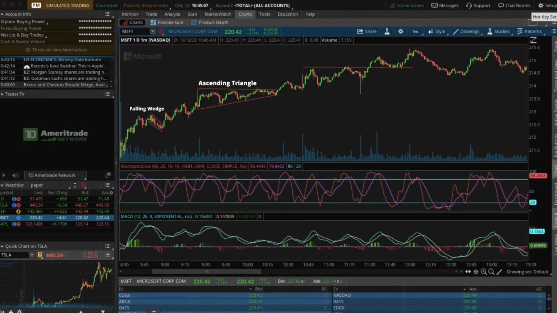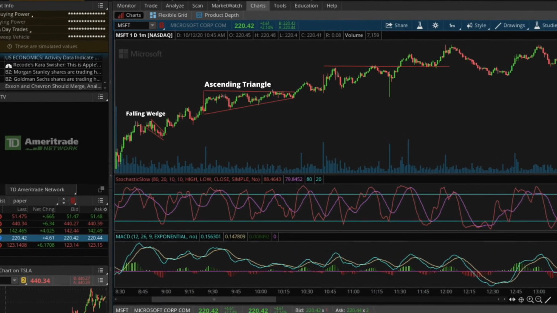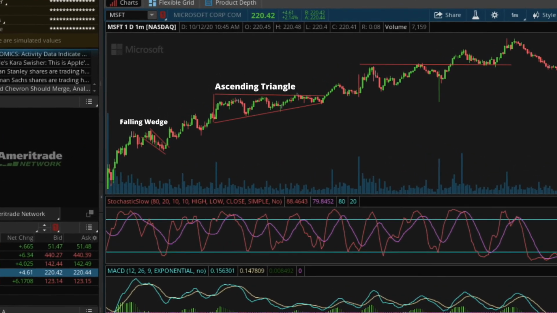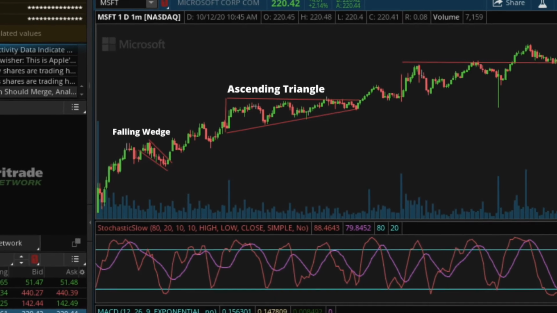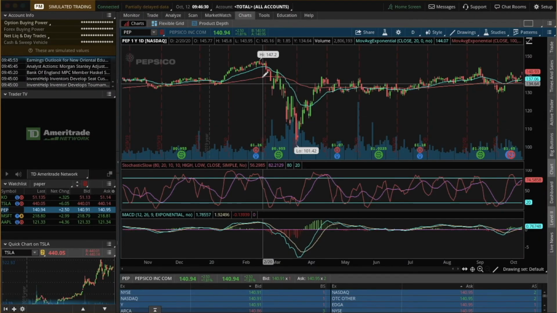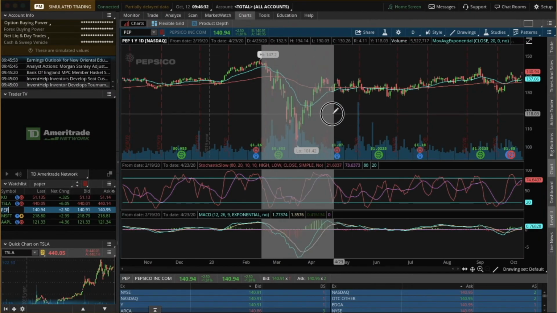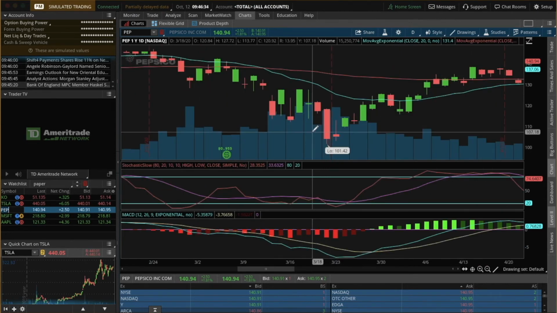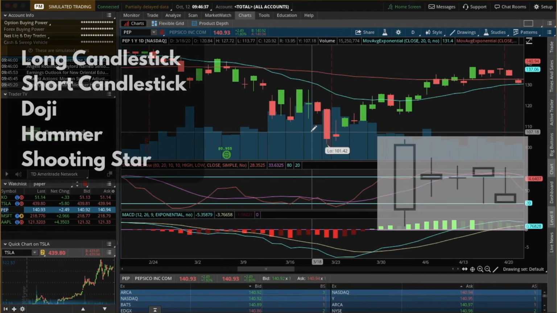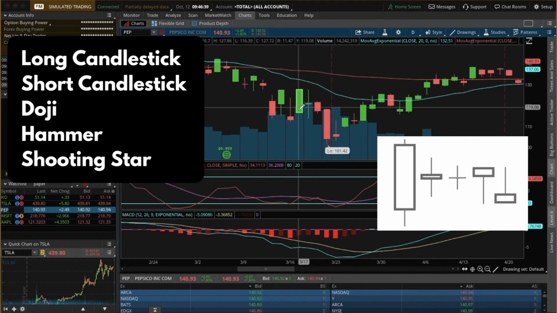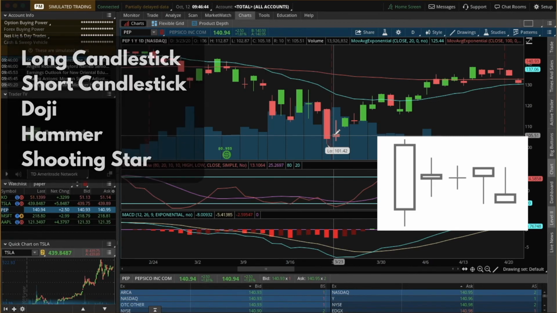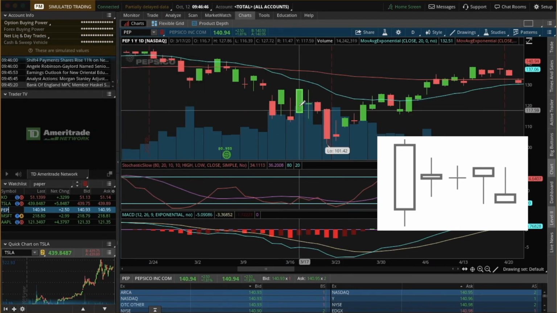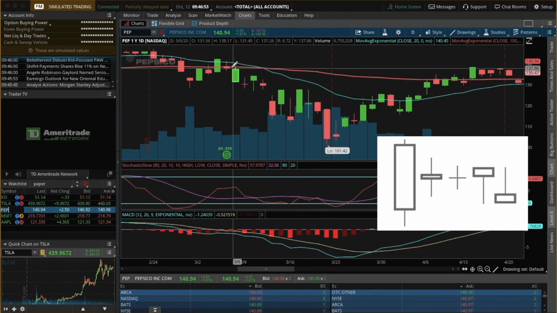It's best to analyze a series of candlesticks, of course, to determine a pattern, but you can also derive a lot of information from the candlesticks themselves. A couple of candlestick types I pay attention to that give me critical information are the long candlestick, the short candlestick, the doji, hammer, and shooting star. So the long candlestick shows intense buying and selling activity. The short candlestick shows slow to no price movement.